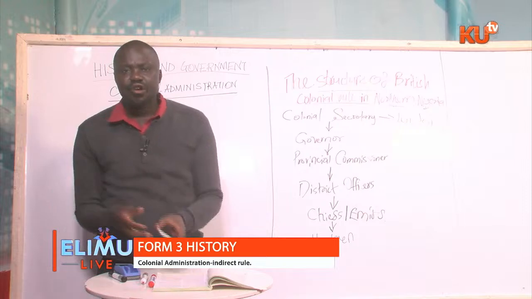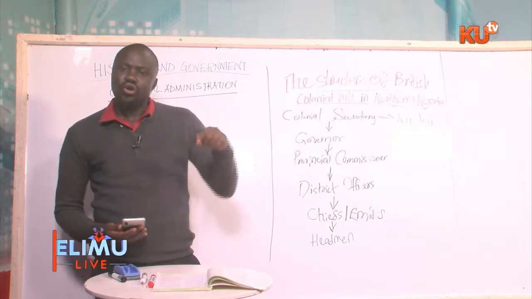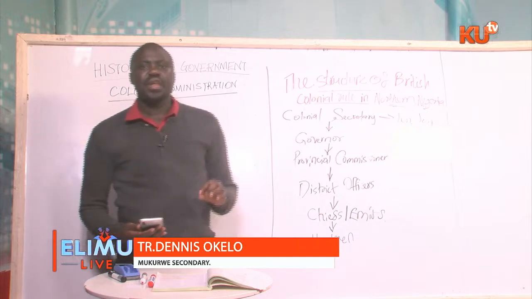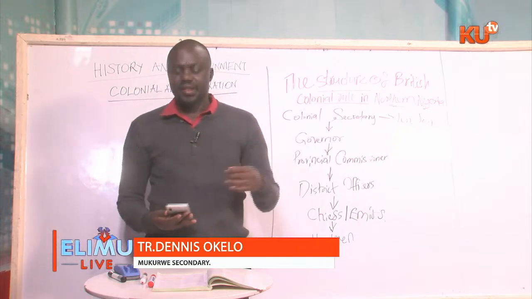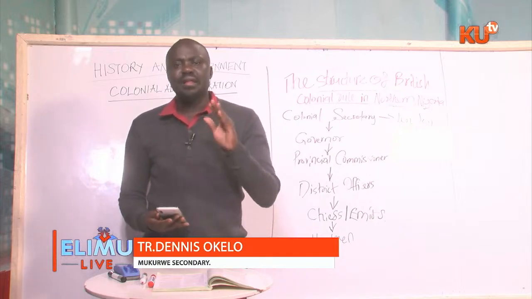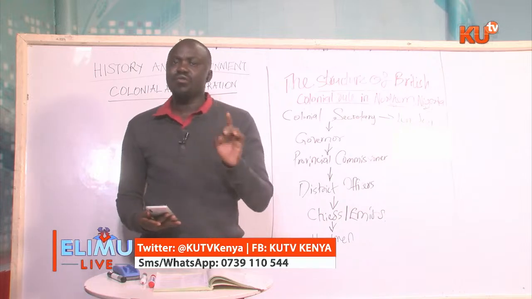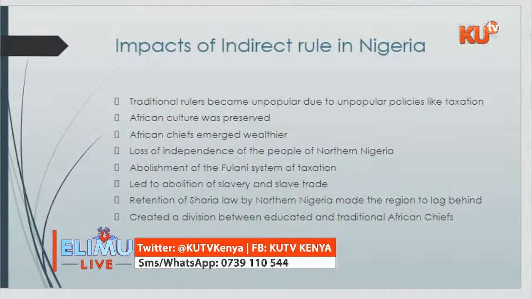Now, when the British occupied that territory, one of their mandates, according to the Berlin Conference, was to stop slavery. Now, when they came and instituted their rule in northern Nigeria, whether or not they applied the indirect rule, it meant that their first mandate was to stop slavery. So one impact of the indirect rule in northern Nigeria is that it led to the abolition of slavery as an institution and slave trade.